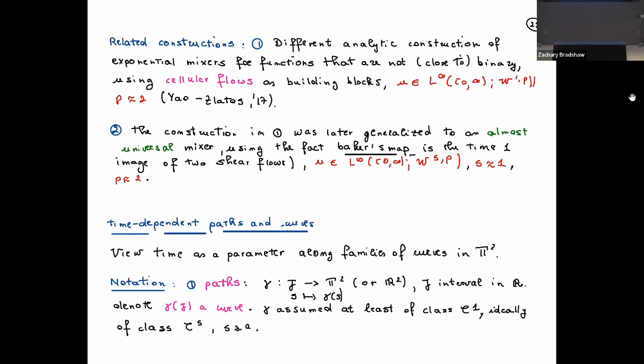And here's where the Baker's map comes in. So they use the fact that the Baker's map, again, can be realized as a time one image of shear flows. And here they can go to regularity higher than 1. So this was, at that time, the only example where you go for s greater than 1, with p close to 2. So there is a relationship between s and p here.